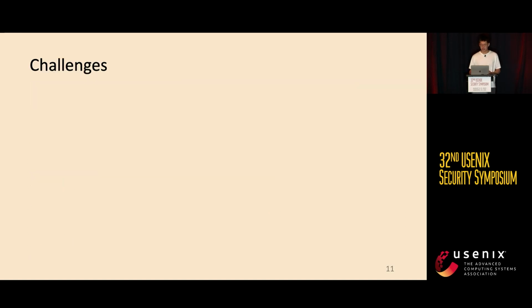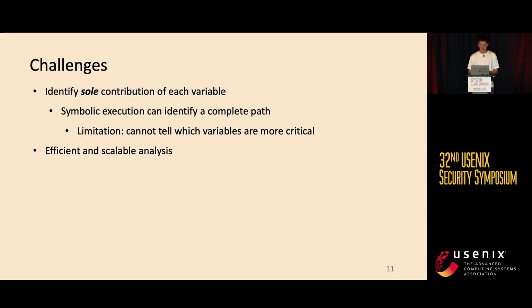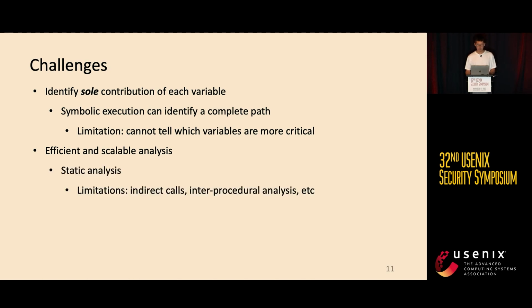However, it is challenging to identify Syscall-Guard variables. The first challenge is how to identify the sole contribution of each variable to trigger a syscall. Symbolic execution can identify a complete path to a syscall, but it cannot tell which variables are more critical. The second challenge is how to make the analysis efficient and scalable. Static analysis could be used, but it has limitations on handling indirect calls and conducting interprocedural analysis.